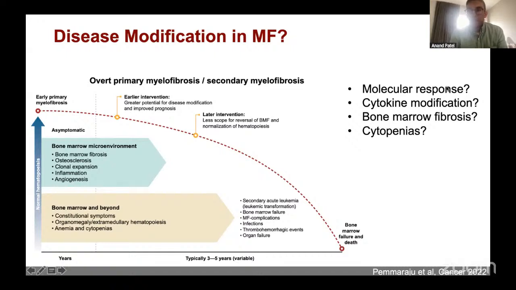So those could be things like looking at molecular mutations and whether they go away with specific treatments. Many patients with myelofibrosis will have increased levels of cytokines, which cause many of the symptoms that they have. So if we have drugs that turn down the cytokines, will that help? Do we have a way to reverse the amount of fibrosis or scarring in a bone marrow? And then lastly, cytopenias or low blood counts. Do we have therapies that will improve someone's low blood counts?